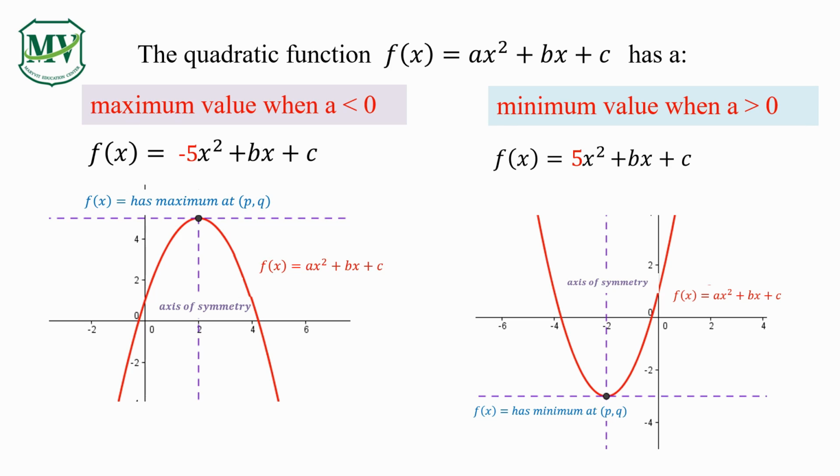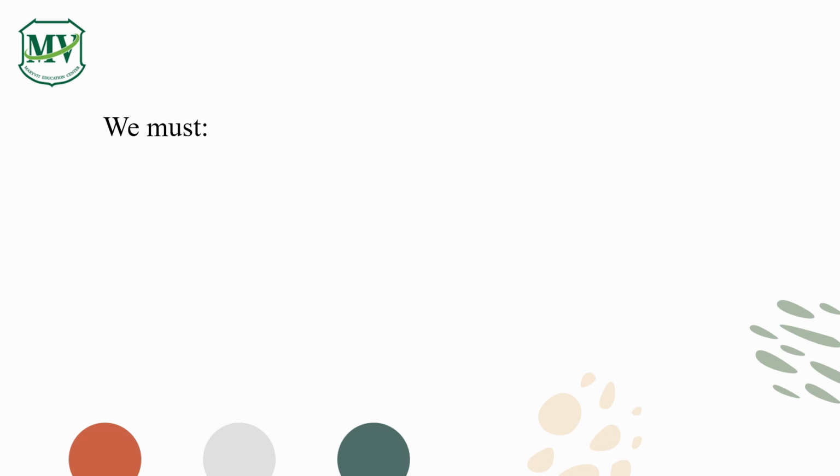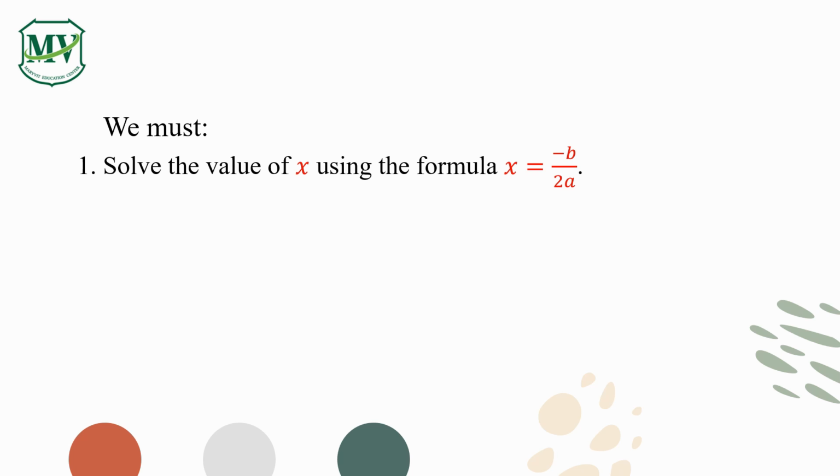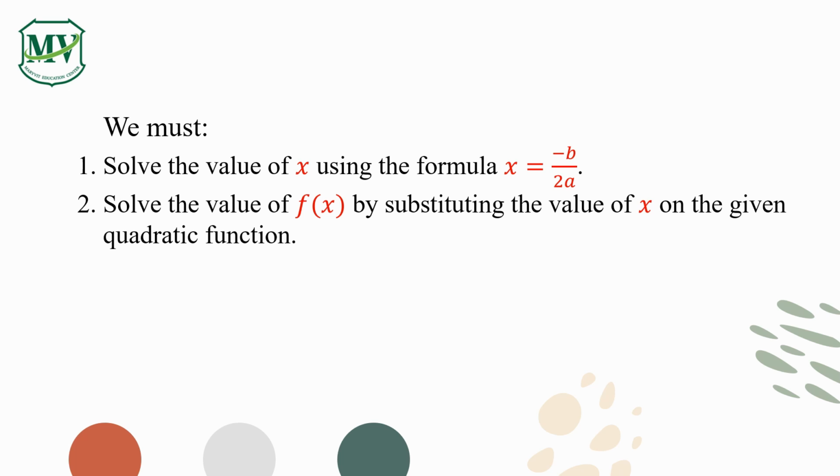In determining the minimum and maximum values of a quadratic function, we must solve the value of x using the formula of the axis of symmetry. x is equal to -b over 2a, and solve the value of f of x by substituting the value of x on the given quadratic function.